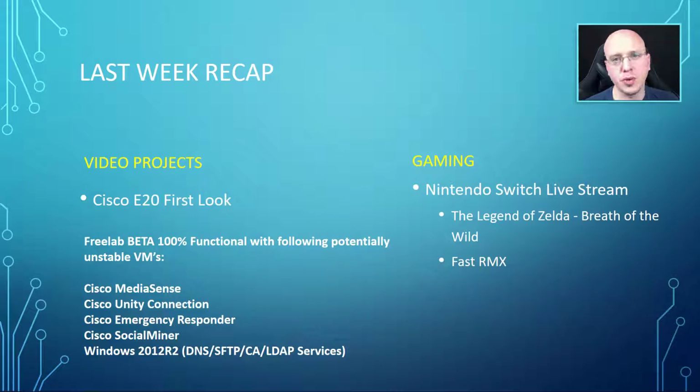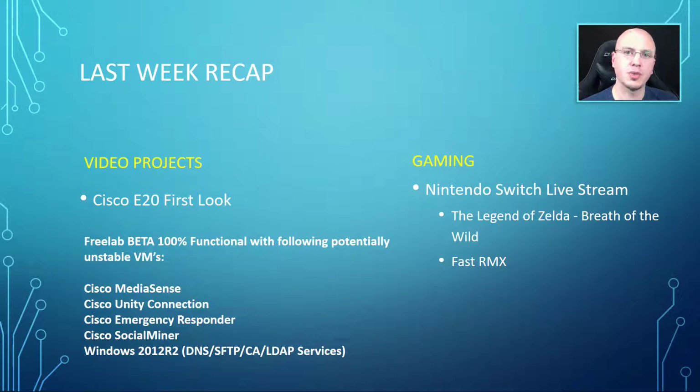So I at least got one video out for that, and as I mentioned here, everything on the Freelab beta at this point is 100% functional. However, I wasn't able to restore everything, and so the list of devices here, the MediaSense, Unity Connection, Emergency Responder, and Social Miner, as well as the Windows 2012 R2, which has the DNS and LDAP services on it, are the ones that I wasn't able to create a full backup of to be able to move them and power them up on a different machine. So these ones ultimately I'm going to have to rebuild from scratch to do a full recovery.